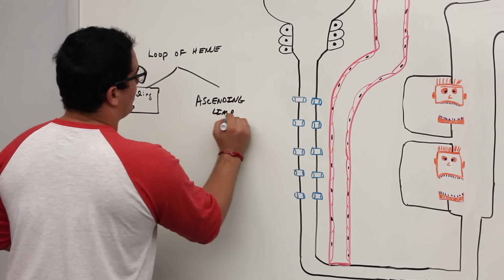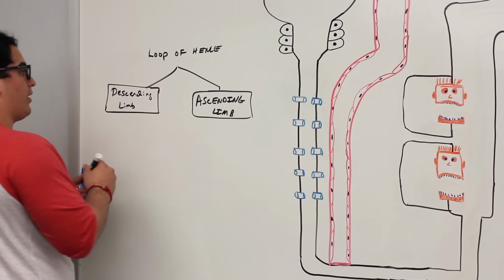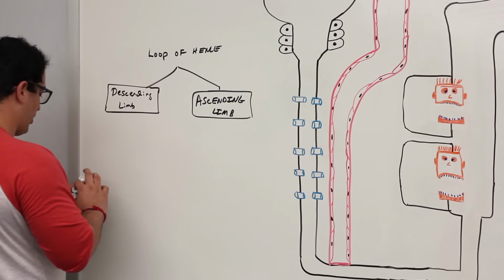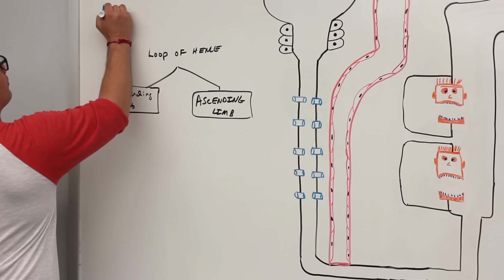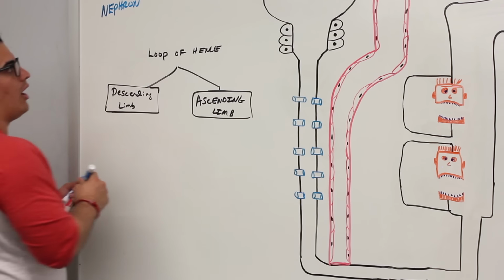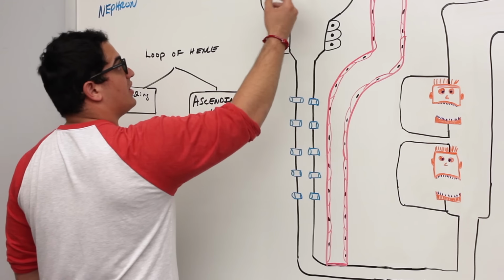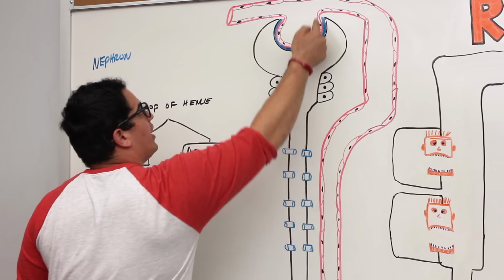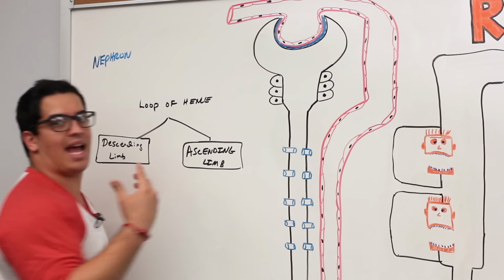Now, before I do this, I want to introduce another term that you might or might not be familiar with. This term is called nephron. So what is a nephron? You remember we talked about this in the glomerular filtration video. It consists of a renal corpuscle. So what's a renal corpuscle consisting of? This right here, the glomerulus and the associated Bowman's capsule.